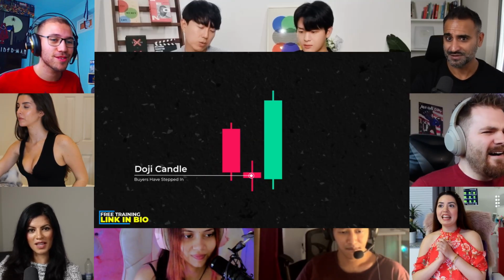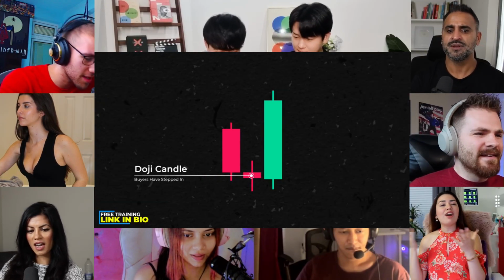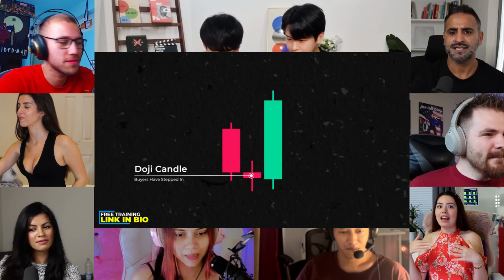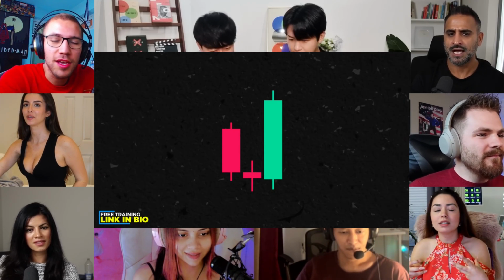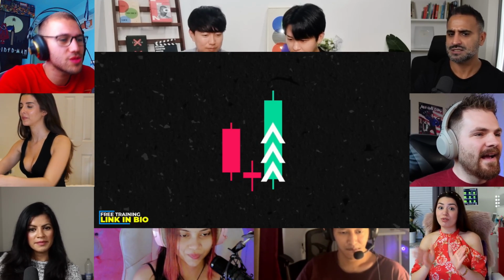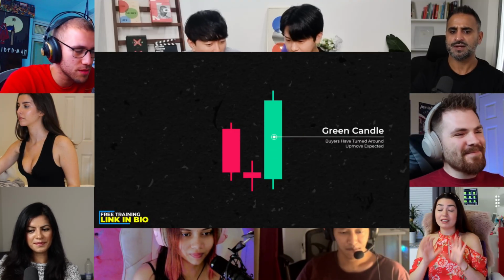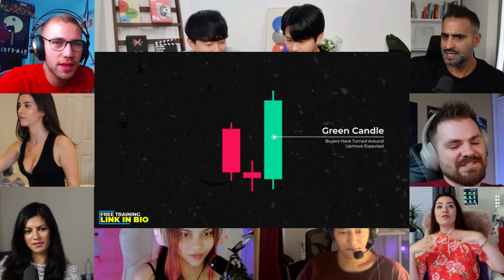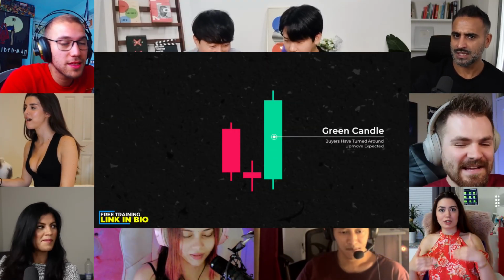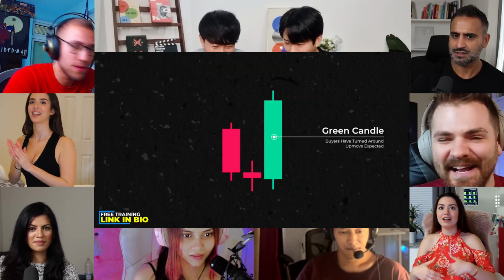Then, we see a small doji candle. It shows us that buyers have stepped in and are pushing the prices upwards. Soon, the sellers lose their strength and the buyers take the prices higher, creating this green candle. It shows that the buyers have turned around the situation and are now likely to see an up move.